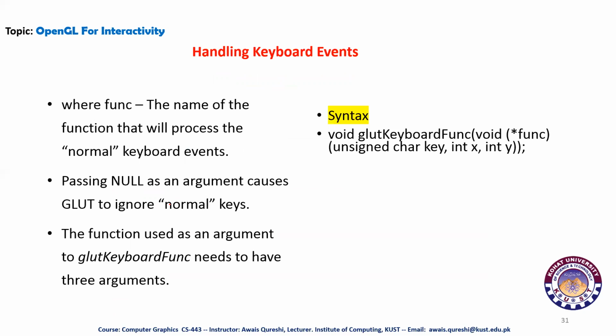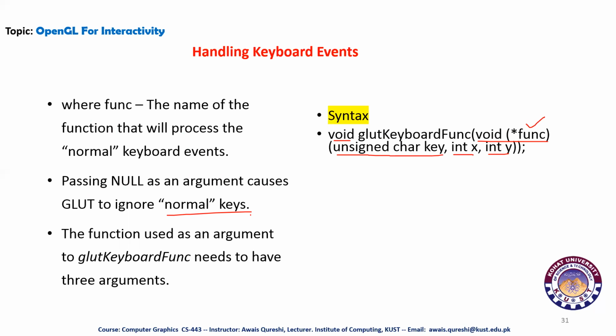So what is its syntax? Keyboard function syntax, as you can see: void glutKeyboardFunc, which takes a function as an argument, and the function takes unsigned char key, int x, and int y. The argument func is the name of the function that will process the normal keyboard events. Passing NULL as an argument causes GLUT to ignore normal keys. It will not process any key.